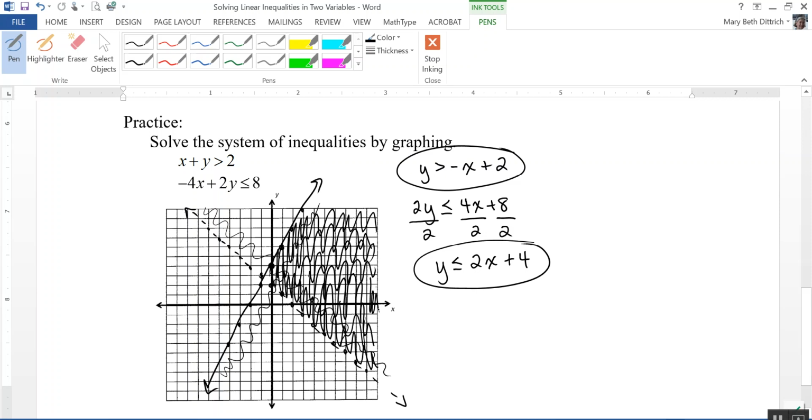So in this video, we took a look at how to solve a system of linear inequalities in two variables by graphing the two inequalities separately, doing the shading, and seeing where the shadings overlap each other.